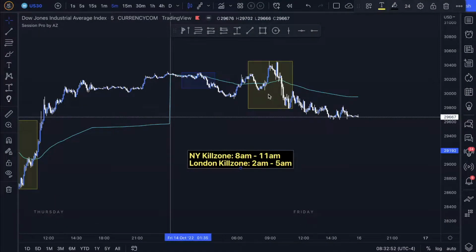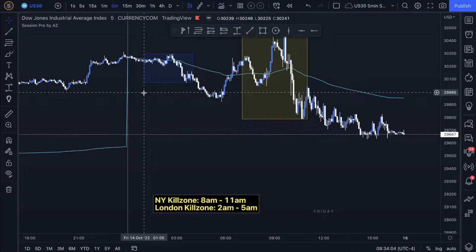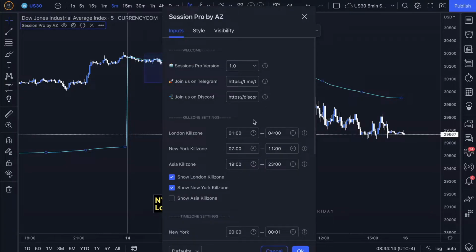So what we have to do now is modify those kill zone boxes to match up with the New York kill zone that's happening from 8 AM until 11 AM, and the London kill zone, this blue box here, matching up to 2 AM until 5 AM New York local time. Okay, so now we can see that the London kill zone box starts at 1 AM New York local time in the morning, but we want to have it start at 2 AM New York local time. So we are going to type in 2 AM here, and we want it to be finished by 5 AM.